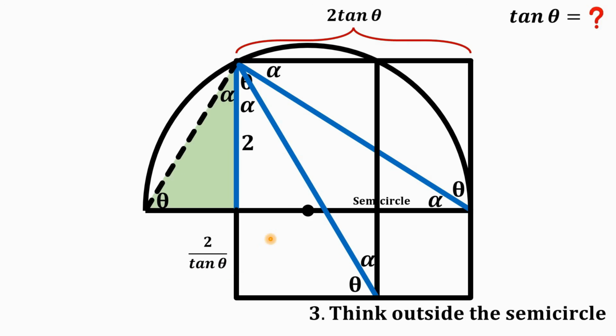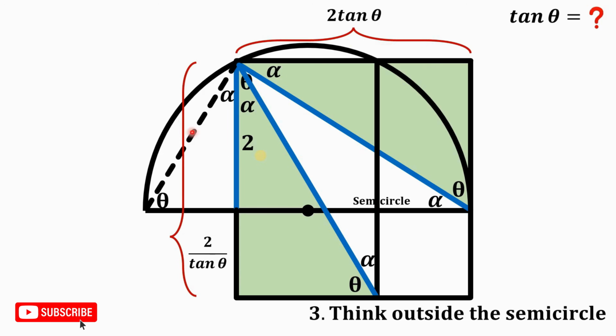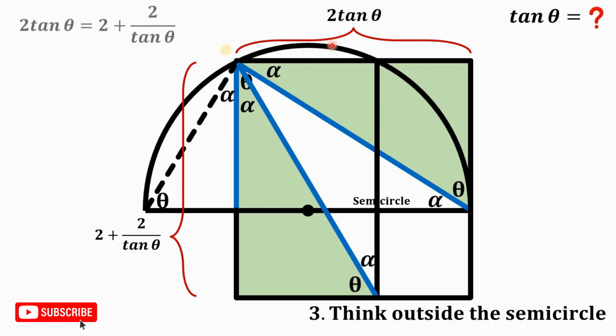Now, let's focus on these two right triangles. What do we know about these two right triangles? Their acute angles are alpha and theta, and they have the same hypotenuse. In short, they are congruent. So, this side length 2 times tangent theta is the same thing as this side, which is equal to 2 plus 2 over tangent of theta. Since they are the same, we can equate these two sides.